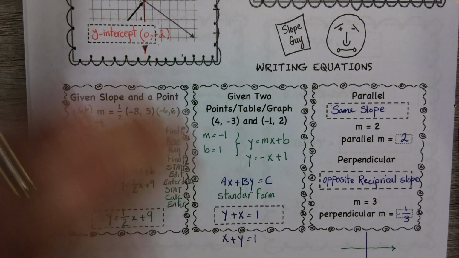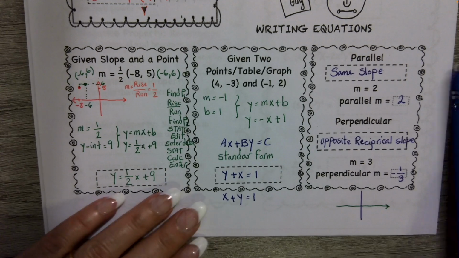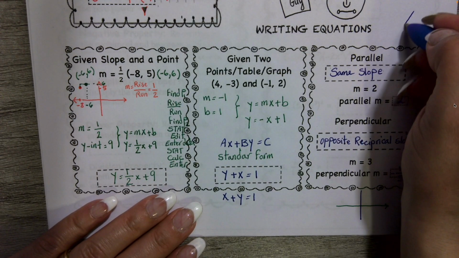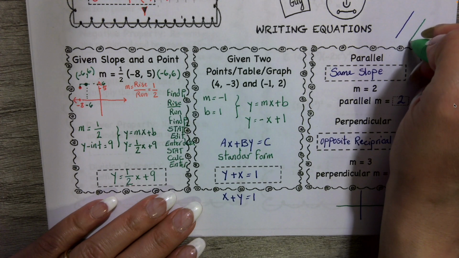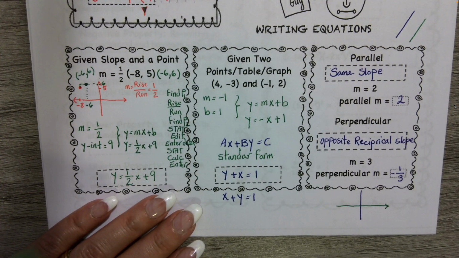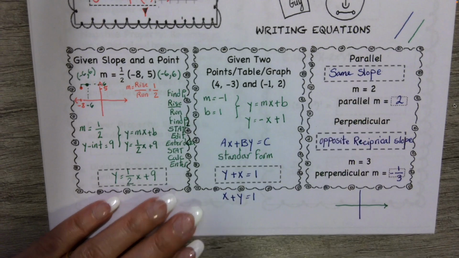Okay? But for the parallel line, if the line is like this, the second line should be like this. They never reach each other, but they have the same slope. Okay?